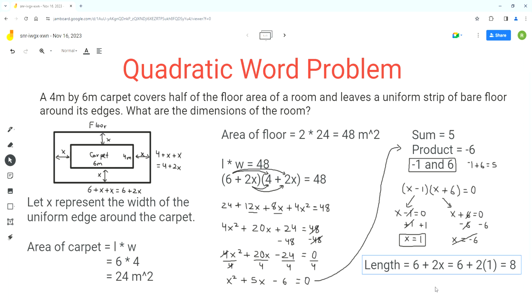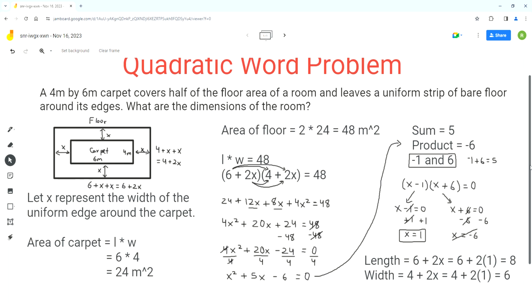Now for the width, we will do 4 plus 2x. So we will replace x with 1. So 4 plus 2 times 1, so 2 times 1 is 2, and plus 4 is 6. So these are the dimensions of this room.